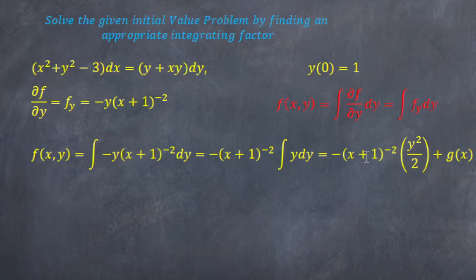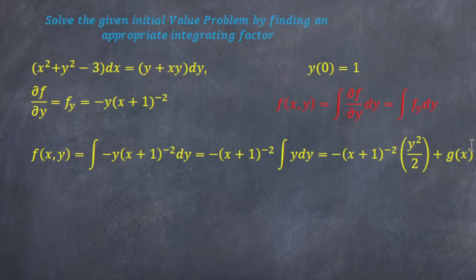And also, after taking the integral, we should account for the function g of x, because we should always account for the constant. But since we're integrating with respect to y, then we have our function g of x here as constant. Any function of x is a constant because we integrated with respect to y.